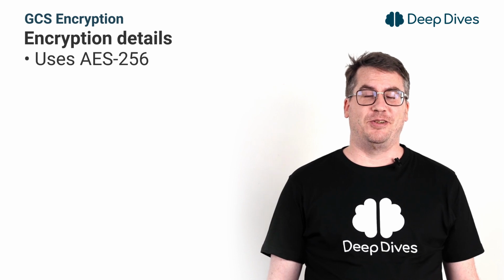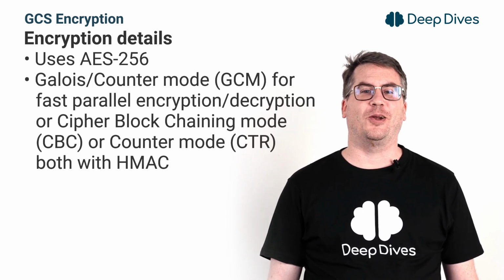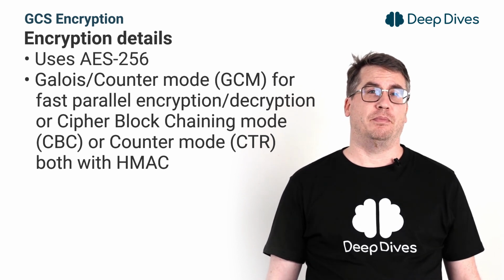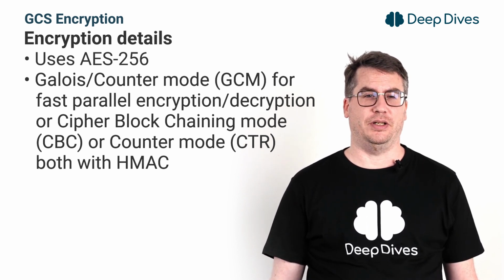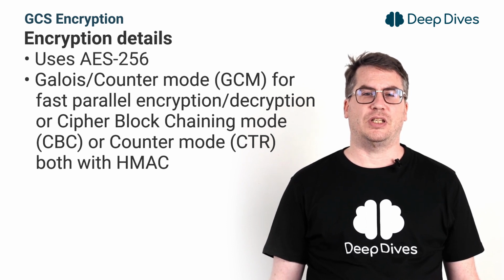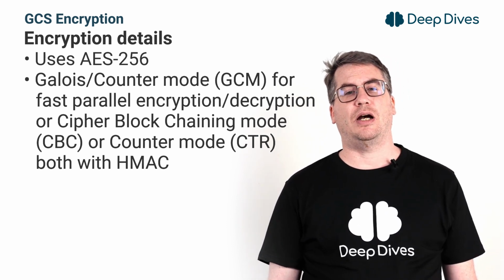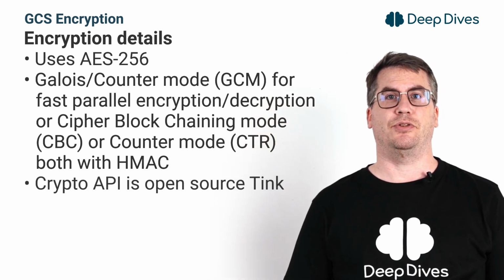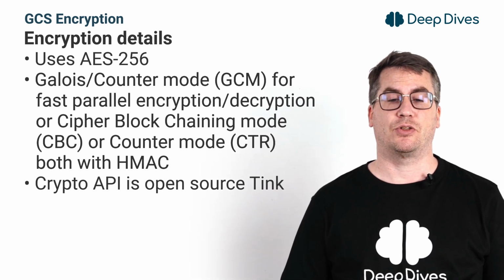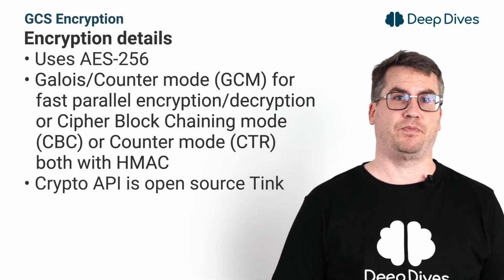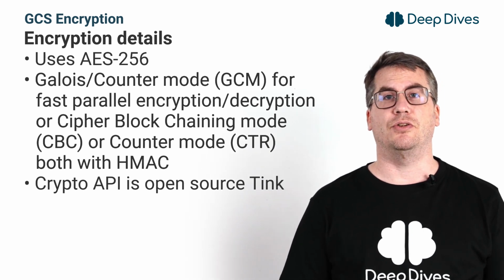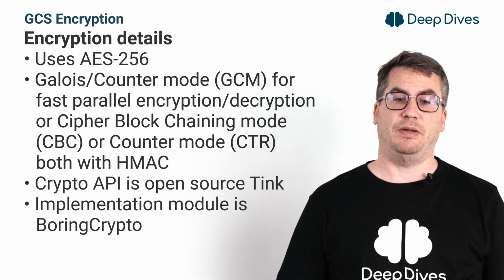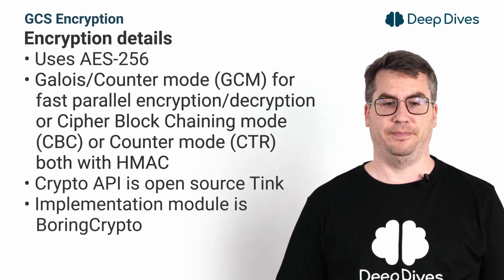Encryption uses the AES-256 algorithm, mostly in Galois counter mode. This is the best mode to use for high-performance, parallelized reads and writes of encrypted data. Sometimes cipher block chaining mode with HMAC or counter mode with HMAC are also used. If you're interested in the crypto API used, you can look it up on GitHub. It's called Tink, totally open source. And the specific implementation used in Google Cloud is called the BoringCrypto module. That module is FIPS 140-2 validated.